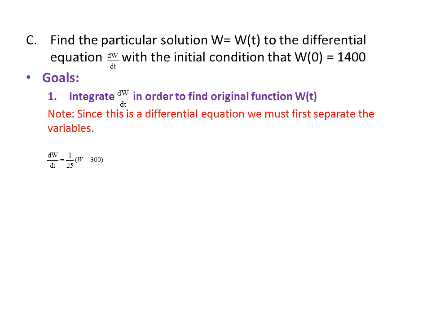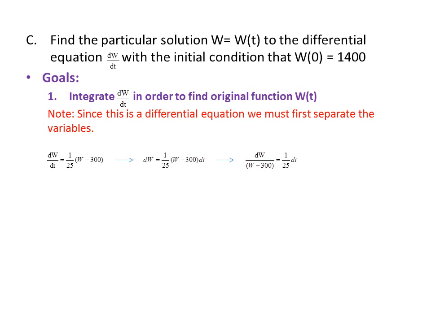So let's start off once again with the original derivative, which was 1/25 times w minus 300. And then we can multiply both sides by dt. And when we do that, we have dw is equal to 1/25 times w minus 300 dt. Now to isolate 1/25 dt, all we need to do is divide both sides by w minus 300, and we are left with dw divided by w minus 300 is equal to 1/25 dt.